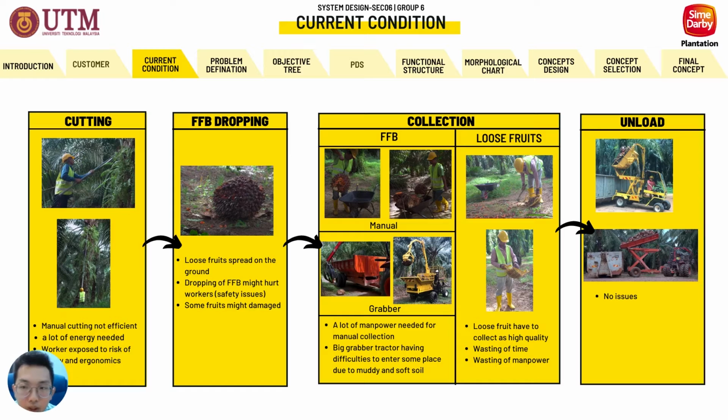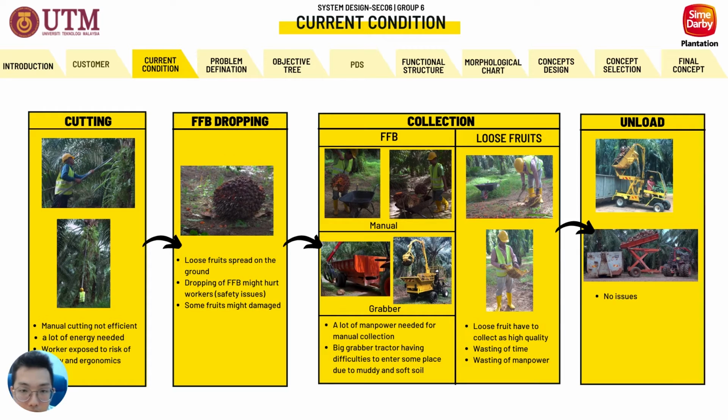Next, I will talk about the current situation in the oil palm tree industry in the Santabi now. During the harvesting process, the first step is to cut the frond and the FFB. So this manual cutting is not efficient and a lot of energy is needed. Workers are also exposed to the risk of safety and ergonomics. After that, the FFB will drop on the ground. So this dropping of the FFB will cause the loose fruit to spread on the ground and might hurt the workers. Some fruits might be damaged also.